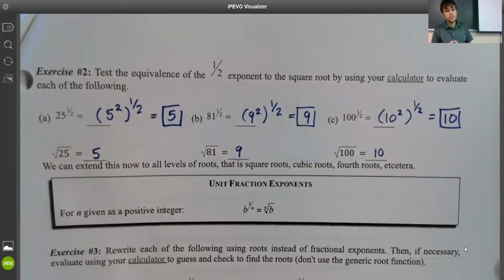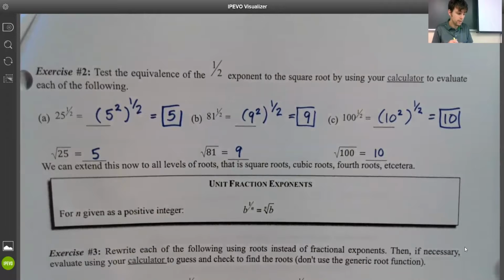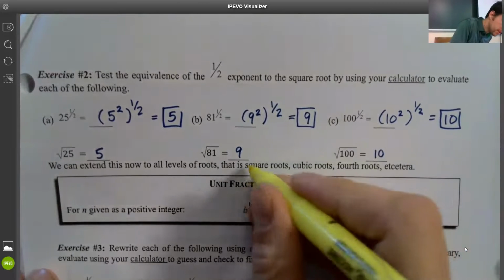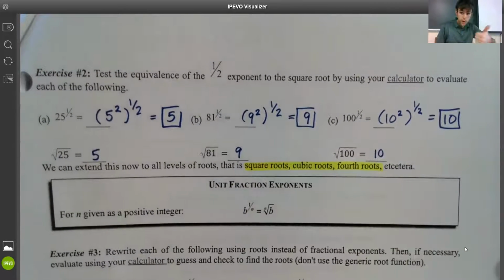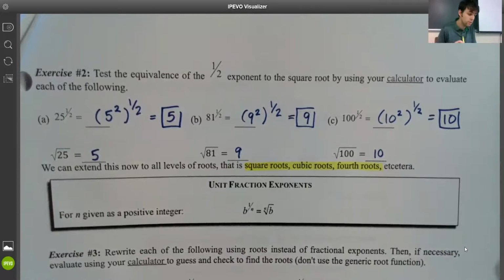Pretty cool that raising something to the 1/2 power is equivalent to square roots. Now, we can extend this. This is only one specific exponent of 1/2. Turns out any unit fraction like this, 1 over a number, is equivalent to taking all different types of roots. So square roots is 1/2, cube roots is 1/3, fourth roots is 1/4, fifth roots, etc. We're not really going to dive into too much more than maybe the occasional fourth root. We're not going to be taking 19th roots of anything.